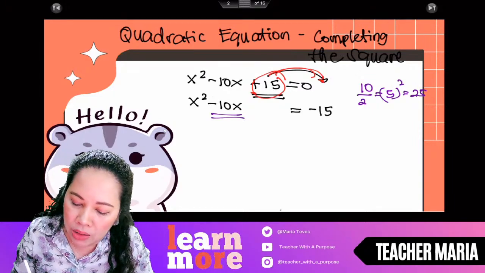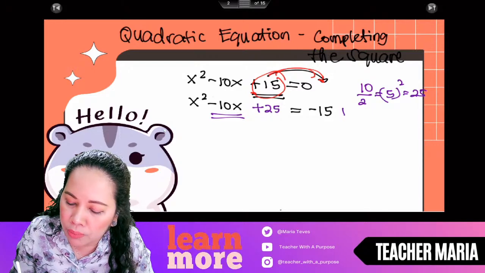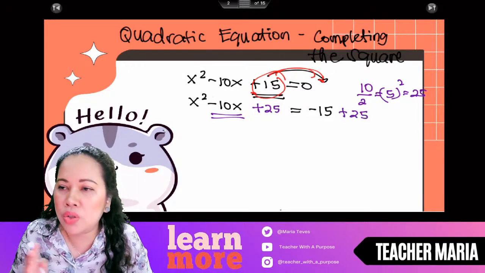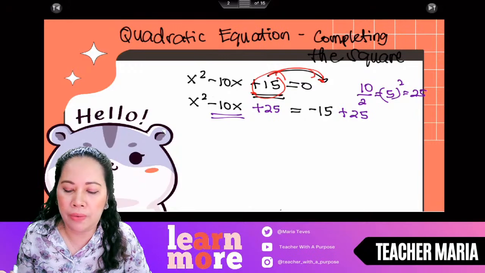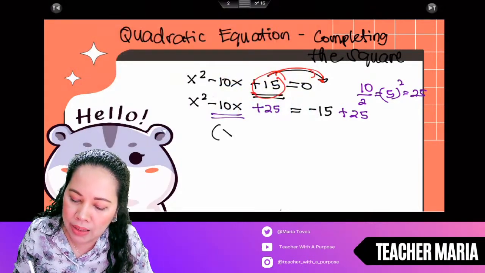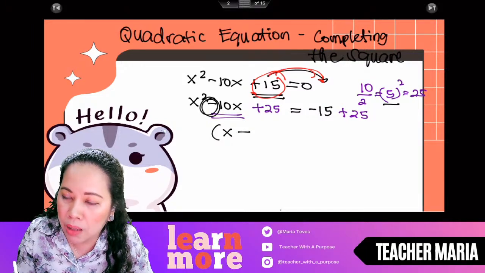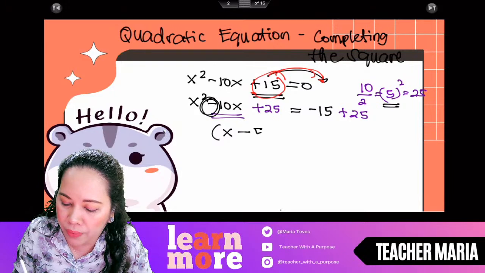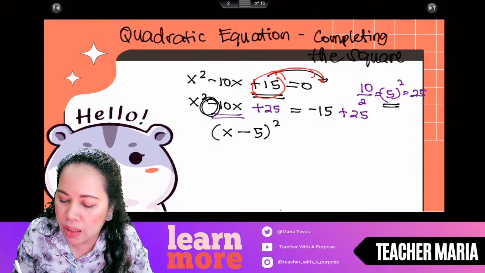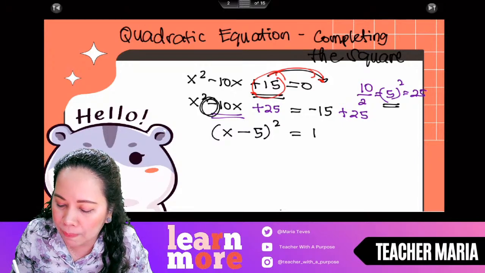So that means that you have to add 25 plus 25 on both sides of the equation. So plus 25 plus 25. After that, you factor this out. This will be x. The sign is minus, so there will be minus. Just copy the quotient, which is 5. Square it. Equals negative 15 plus 25 is 10.